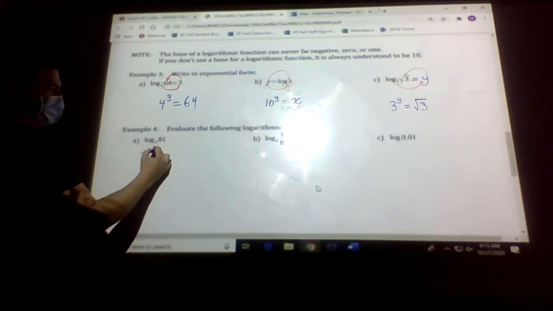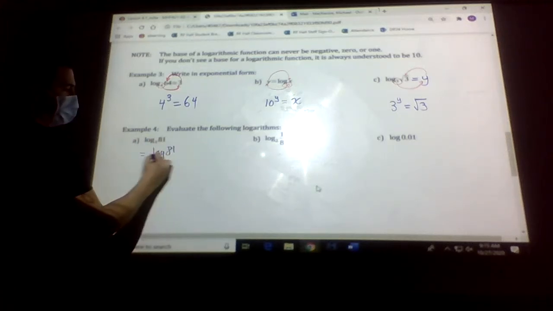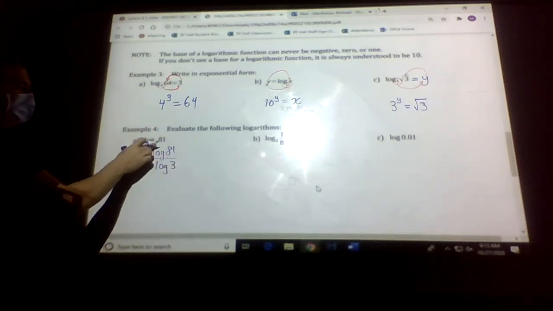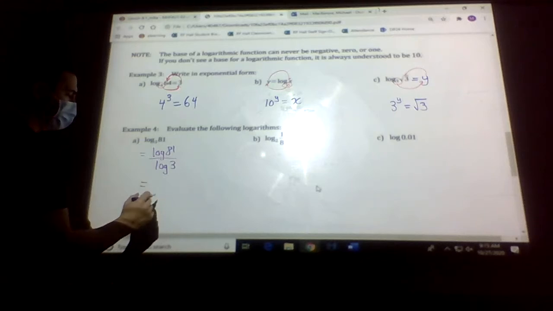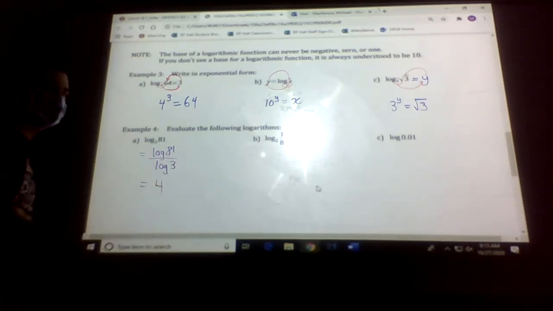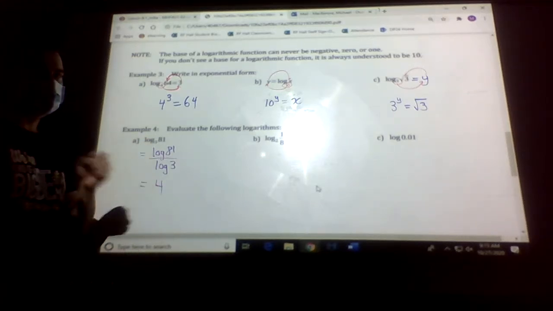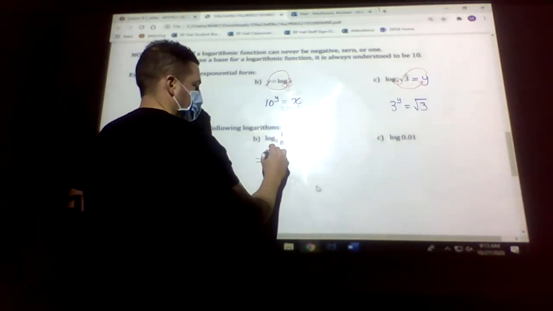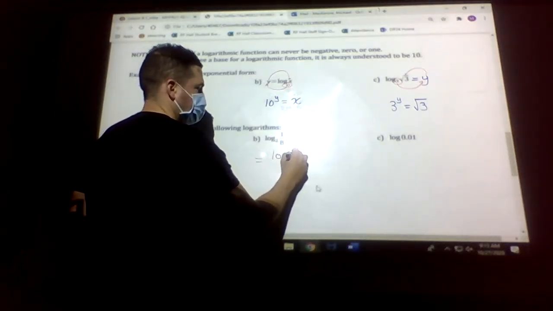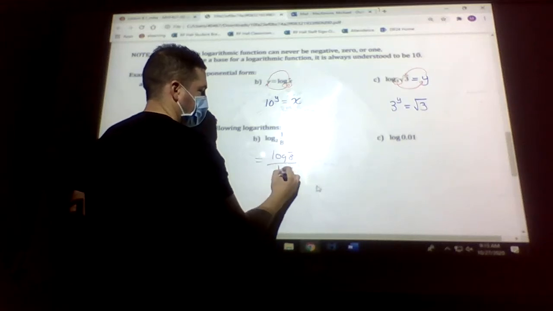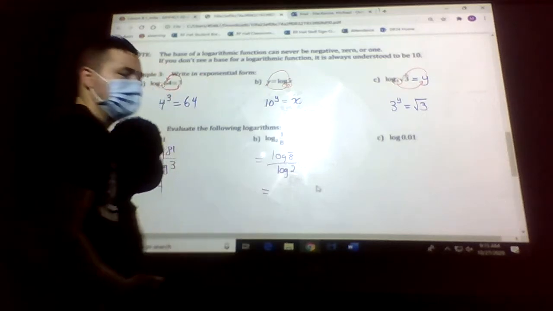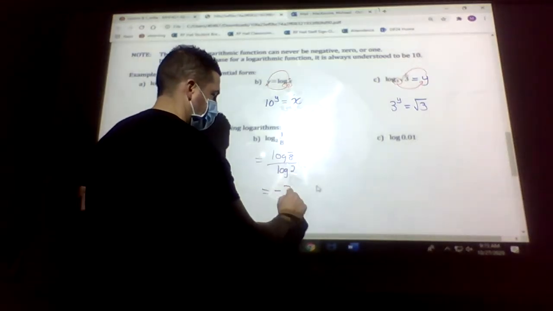So log 81 divided by log 3, the top divided by the bottom. When you do it, you get the answer of 4. Continue with that. Log 1 over 8 divided by the base, which is log 2. Plug it into your calculator, you get the answer of negative 3.